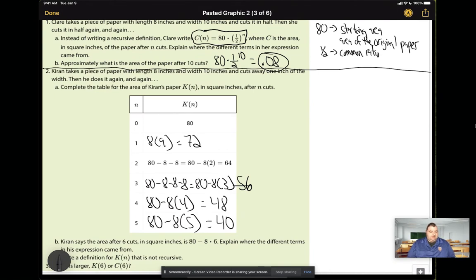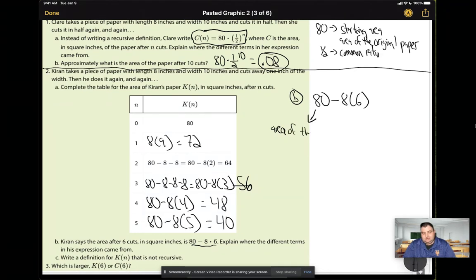So Kieran says the area after 6 cuts in square inches is 80 minus 8 times 6. Explain where the different terms in his expression came from. So I'm going to do that up here. So 80 minus 8 times 6. So first of all, what does the 80 mean? Well, 80 is the same as it meant up here. It's the area of the original paper. It's our starting area.